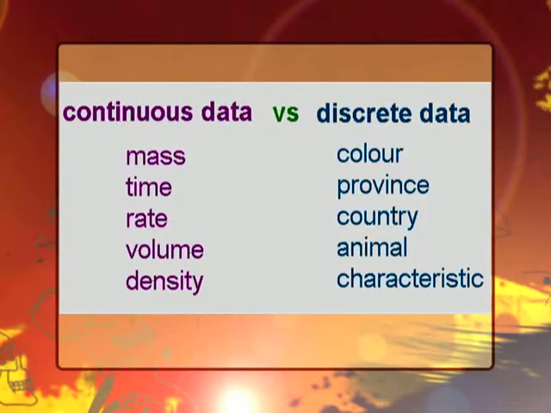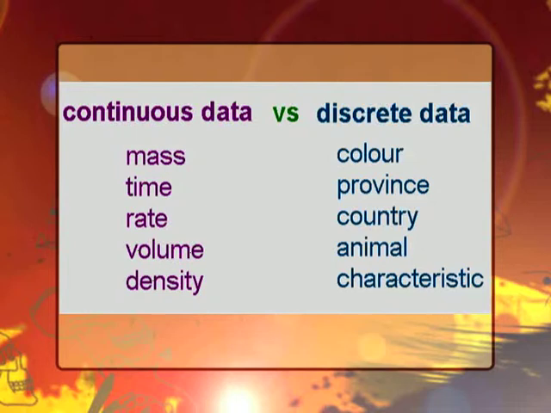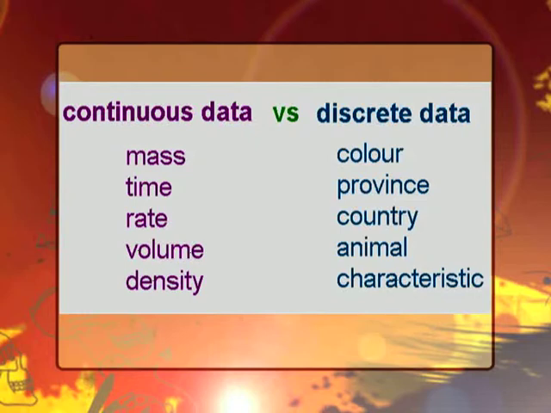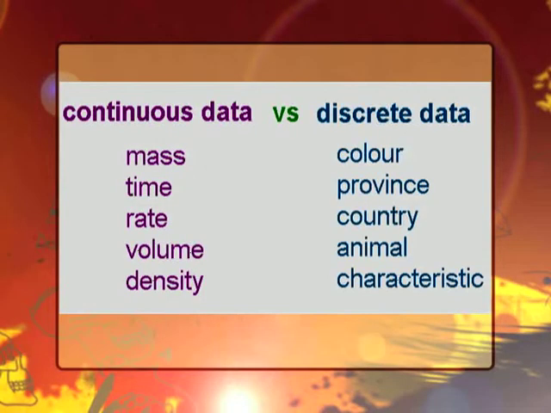Now here are some examples to give you a better idea of what I'm talking about. Variables such as mass, time, rate, volume, density, these are all continuous data because they are quantitative. They are numerical. You have half kilograms or quarter kilograms. This is not the case with discrete data. Color is an example of a discrete variable. Red, blue, green, purple are colors. These are discrete values. You cannot have purple and a half or red and 3/4. In terms of province names, you cannot have Gauteng and a half. Countries, names of animals, genetically inherited characteristics, these are all examples of discrete variables.